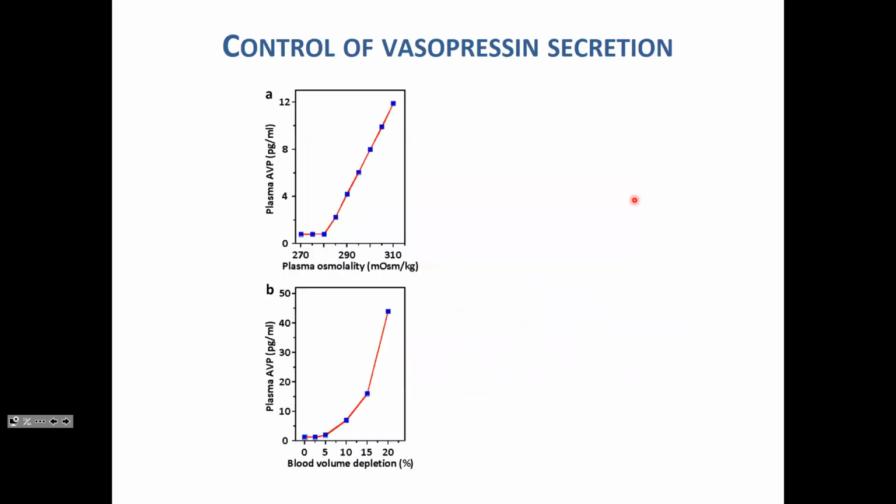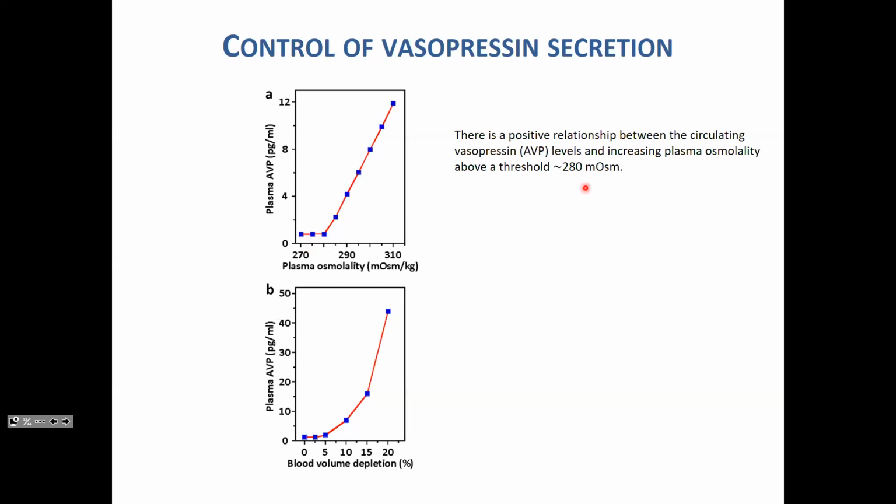All right. So in these graphs here, I'm trying to illustrate the amount of vasopressin in the blood versus blood osmolarity. And you can see that it's fairly constant up to a point. There's a threshold, about 280 milliosmoles. And when we get above that threshold, there's a linear increase in the amount of vasopressin in the blood. This is due to increased secretion.